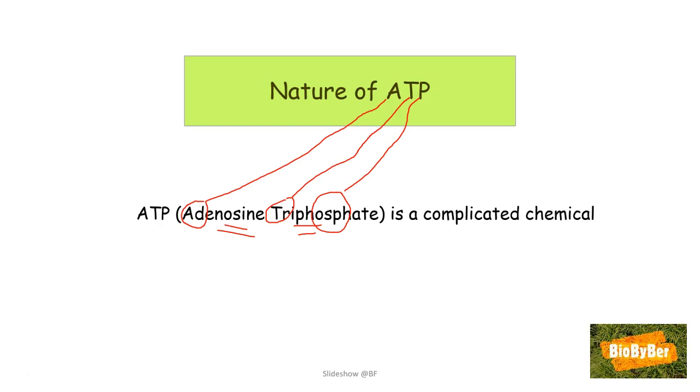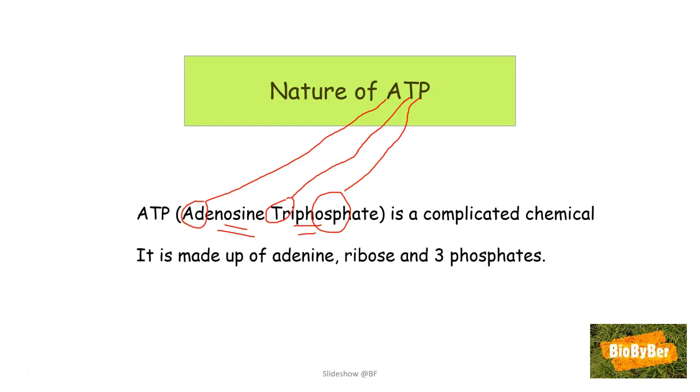the syllabus. Now, ATP is a complicated chemical. It is made up of other chemicals, one of which is adenine. Now, we'd have met adenine before. It is one of the 4 bases in DNA and in RNA. It contains nitrogen. Ribose is a sugar. We have met the sugar ribose in the structure of RNA as well. And it has 3 phosphates.